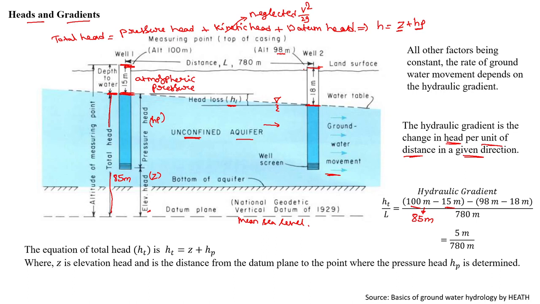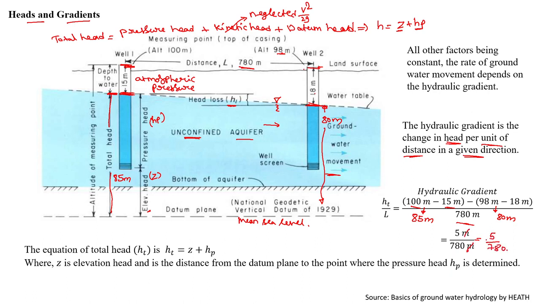Similarly, here the altitude is 98 meters. 98 meters minus 18 meters will be 80 meters. So this will be the level of groundwater from the datum. Now this is the head loss. This head loss of 5 meters occurred over 780 meters, so it will be divided by 780. So total will be 5 meters by 780 meters. It does not have any unit, so it will be 5 by 780. In this way we can calculate the hydraulic gradient.